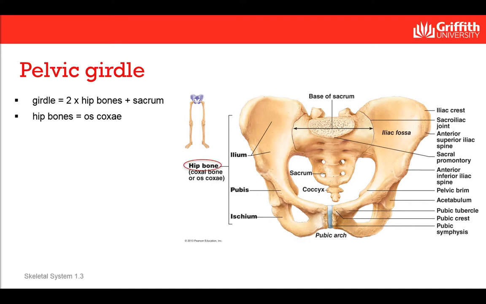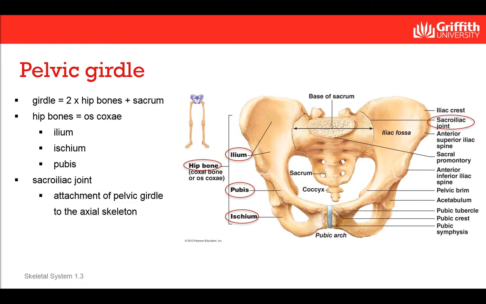The two hip bones, or the os coxae, are made up of three bones that are fused during late fetal development and childhood. The three fused bones are the ilium, the ischium, and the pubis. The sacroiliac joint provides the attachment of the pelvic girdle to the axial skeleton, where the sacrum meets the ilium of the coxal bones.